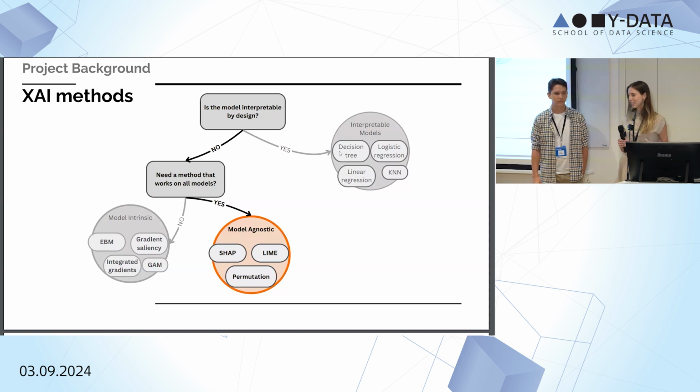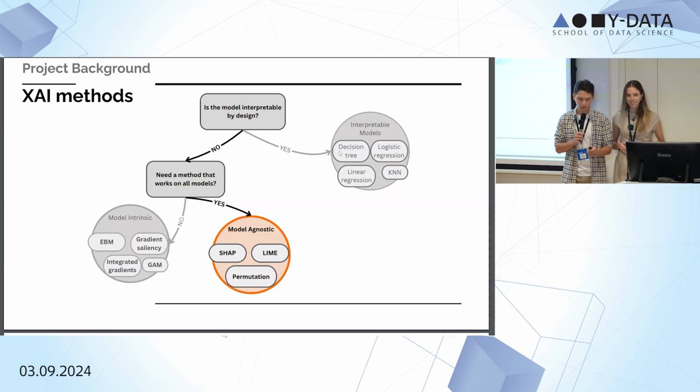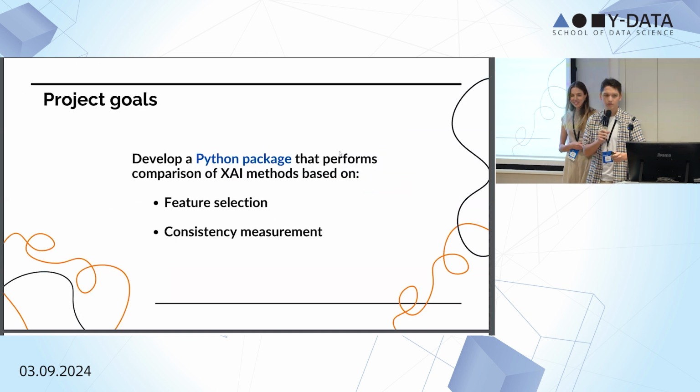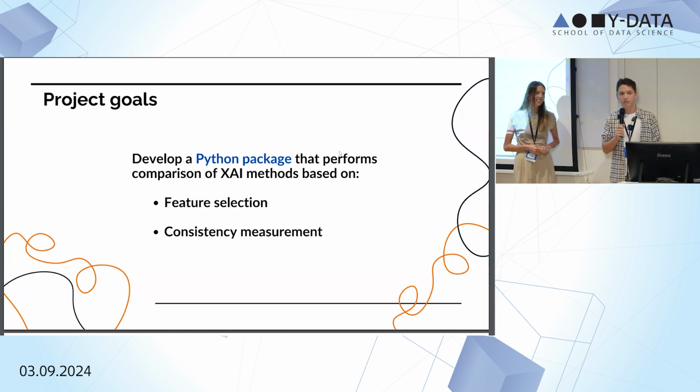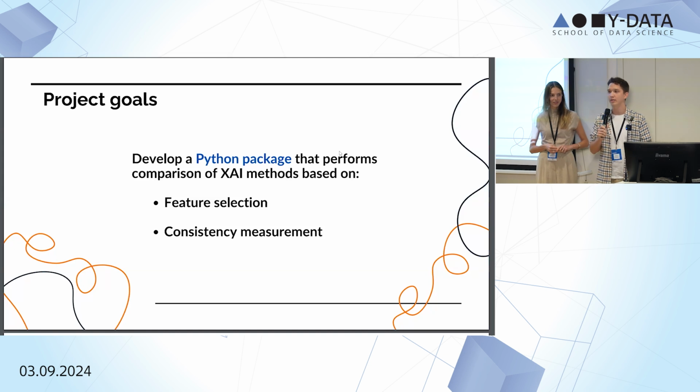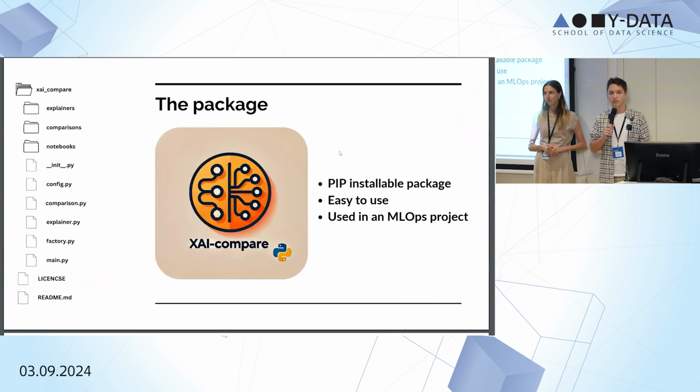But now let's look at our goals. Our goal was ambitious yet straightforward. We were going to create a Python package capable to compare different explainable AI methods based on two key techniques: feature selection and consistency measurement. We will cover it later in our presentation. And now let's get to our results.